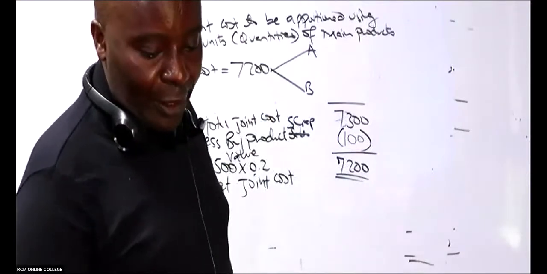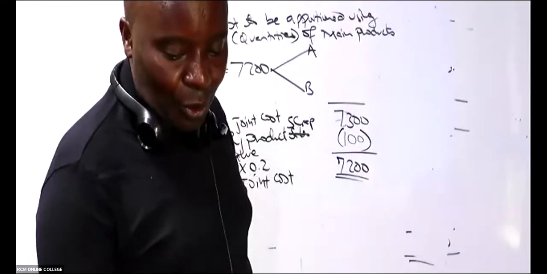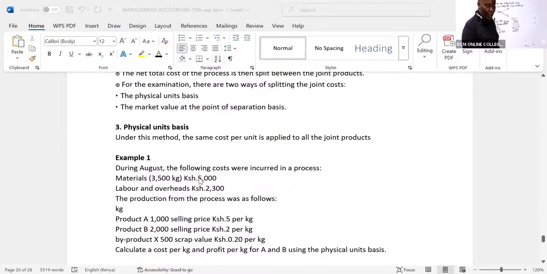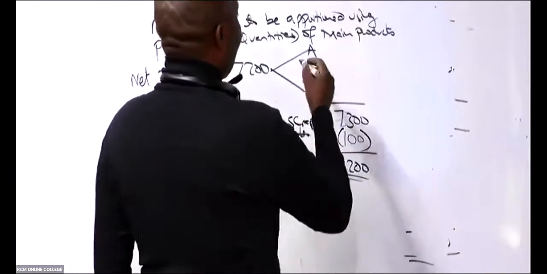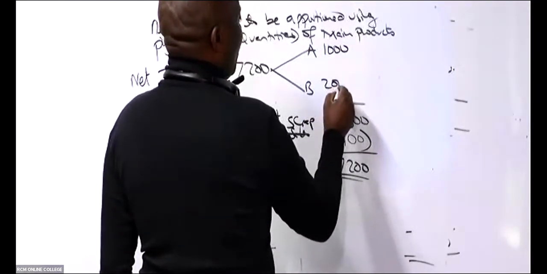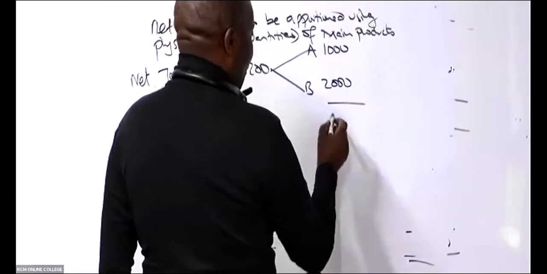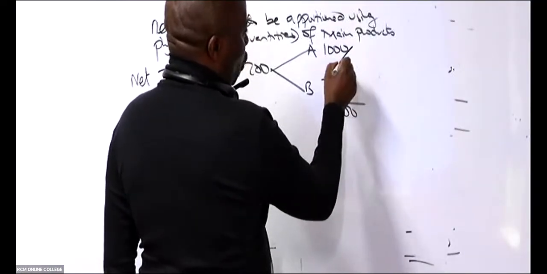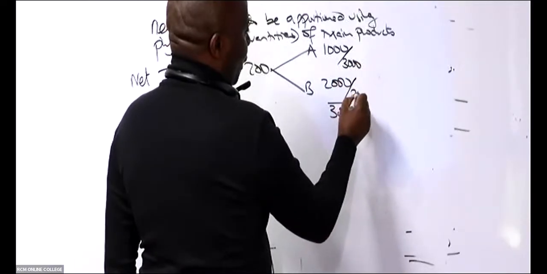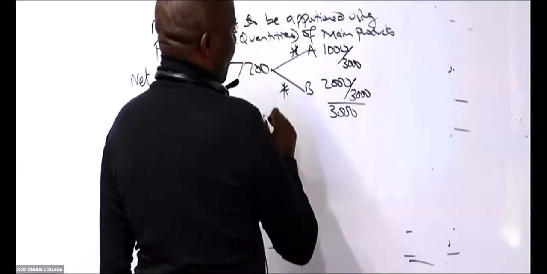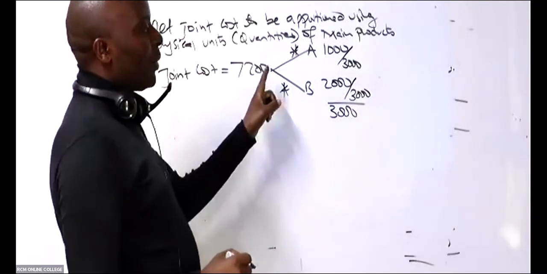Do we have their physical units? Yes. On the physical units basis, product A is 1,000 kilograms and B is 2,000 kilograms, physical quantity. If you add the two, you will get 3,000. So proportion wise, this will be 1,000 over 3,000 and 2,000 over 3,000. Now you can do your multiplications. You take 7,200 times 1 over 3.